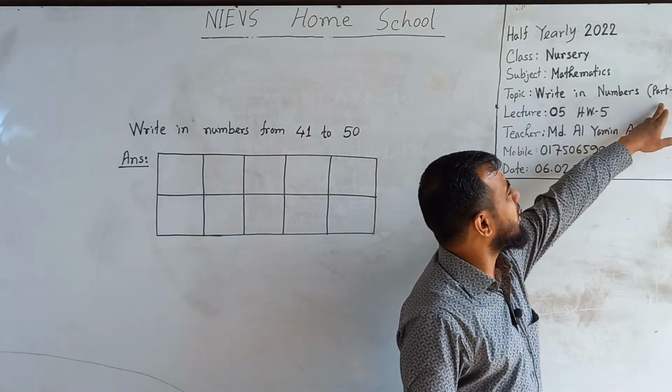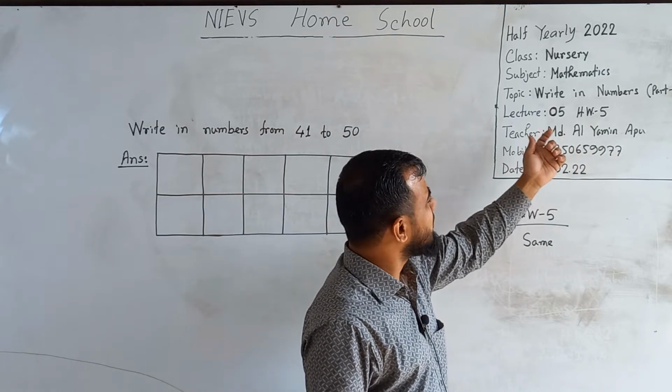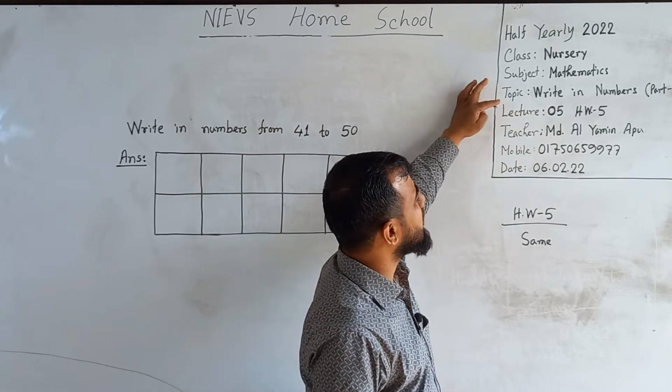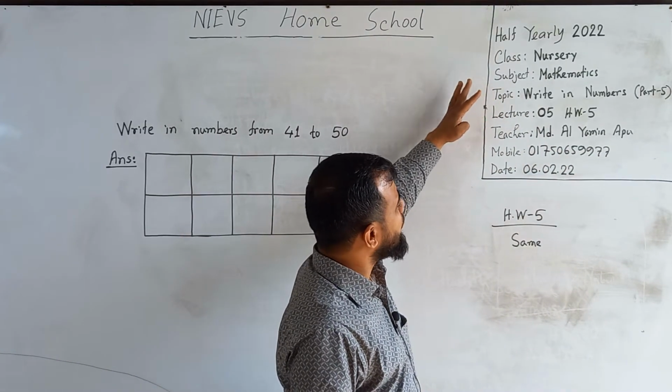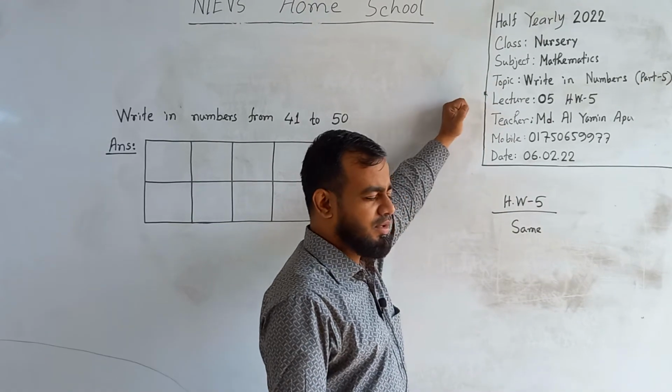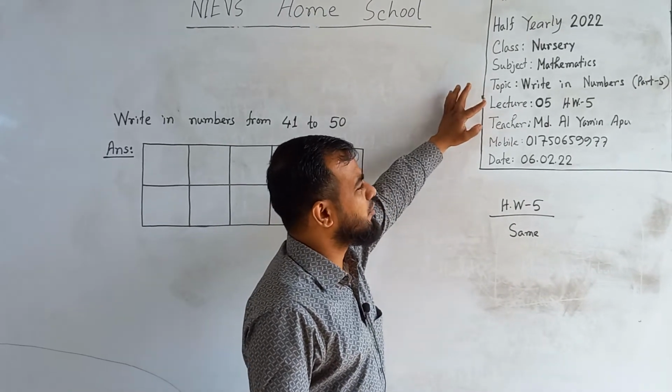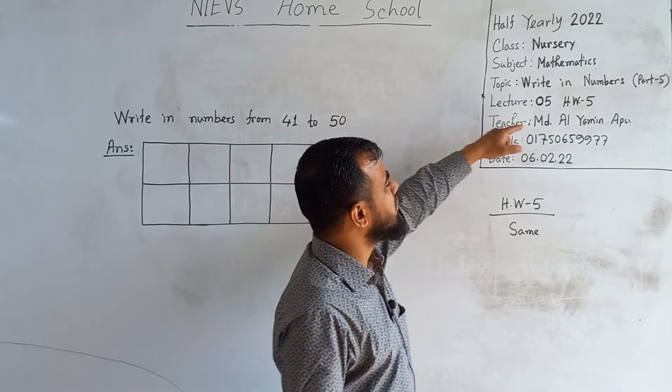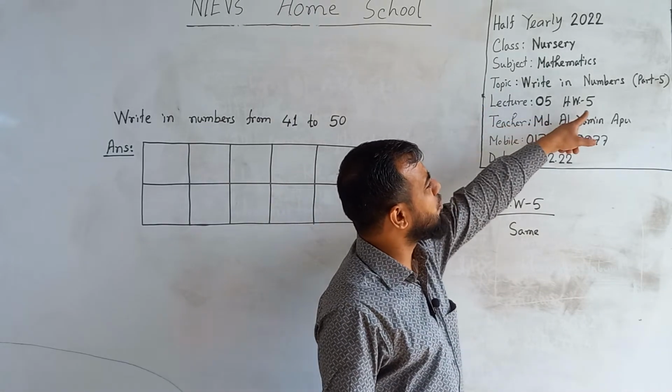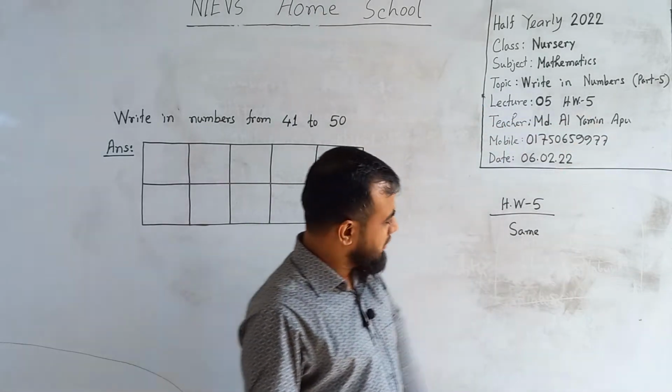It's part 5. In the previous classes, that means the first 4 classes, we have learned the numbers from 1 to 40. Today, in this last class of write-in numbers, we will learn from 41 to 50. This is your lecture number 5, and you have a homework. Your homework number is also 5.